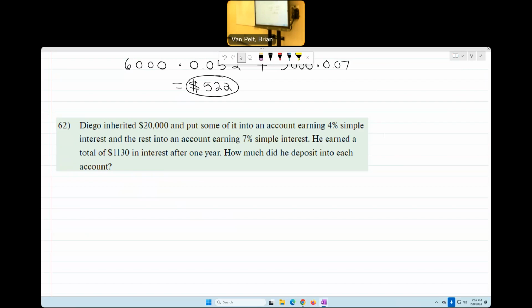Did you guys get 9,000 for this? How much was available in the other account? 11,000. Do you understand, 11,000 was available in the other account? So that means the 20,000 minus X was the other amount. Right, that's the 11,000 we have there. So they did 9,000 at 4%, and 11,000 at 7%.